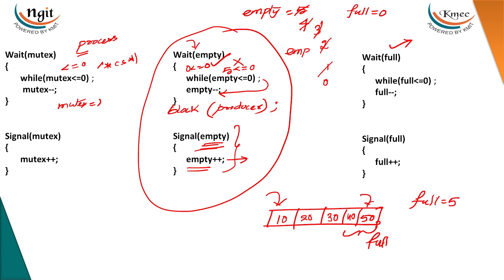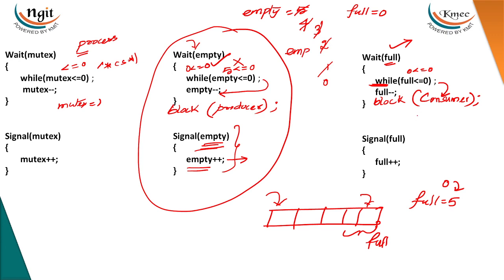It is incremented from 0 to 5, but wait on full says: initially 0 less than or equal to 0. What is 0 less than or equal to 0? The buffer is empty. Whenever the buffer is empty, the consumer process has to be blocked, because there are no items in the buffer, so you need to block the consumer. That has to be done. So whenever this function is executed, the consumer process will block.